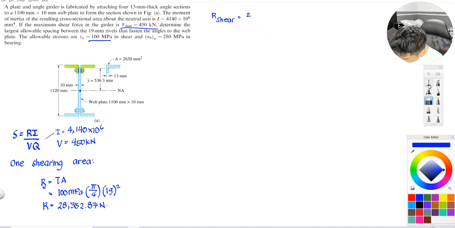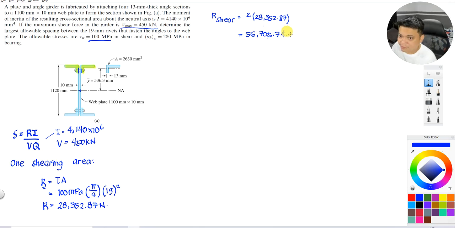So, meron kang dalawa. So, 2 multiplied by 28,352.87. Okay, so this is now that one. 2 times 28,352.87. So, you can have 56,705.74. Okay. Kaya lang, meron ka ding bearing. Okay? Ano ba yung bearing ko?